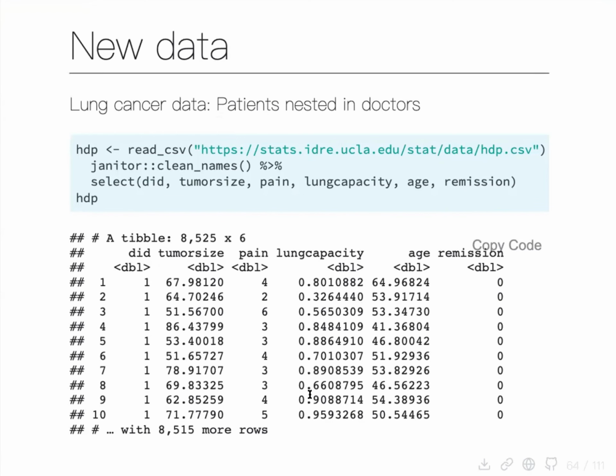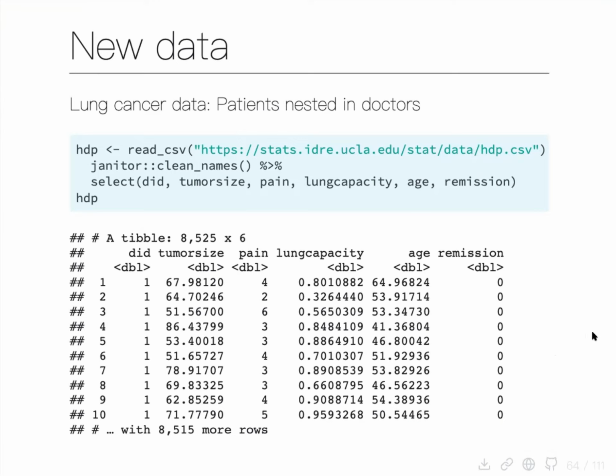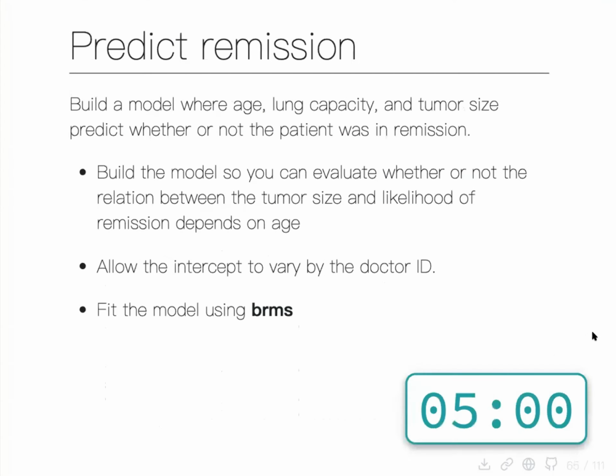It's related to lung cancer. So what we're going to try to model here is whether or not the patient went into remission. These are different patients that have lung cancer, and we have some information about them, and then we have whether or not they went into remission. So that's what we're going to try to model. So go ahead and read that data in if you haven't. And then we're going to build a model.